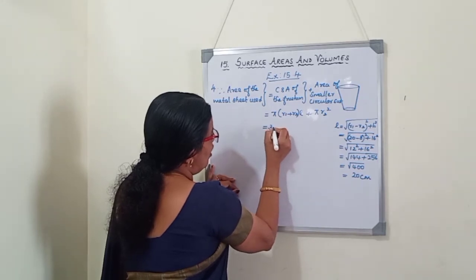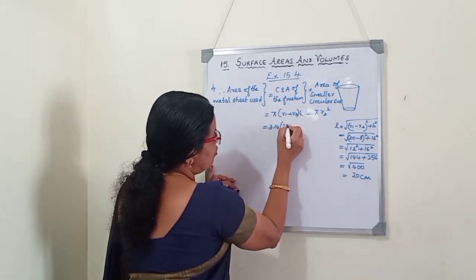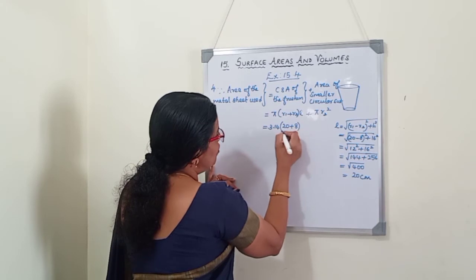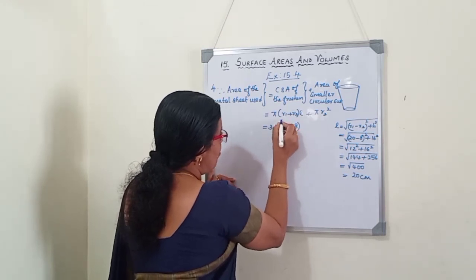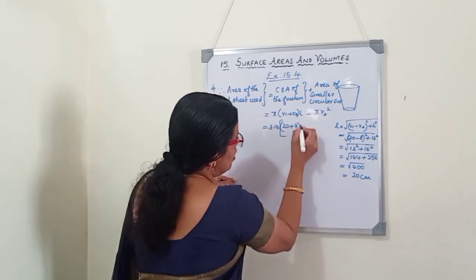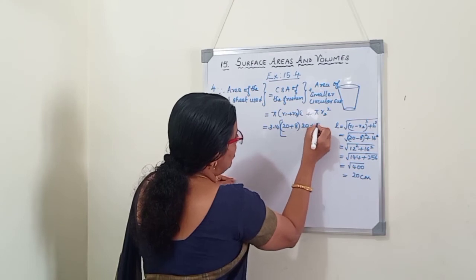So now we will find the area of the metal sheet used. Pi is 3.14 into R1 plus R2, 20 plus 8, into L. This pi we will take common. L is 20, plus R2 square, 8 square.